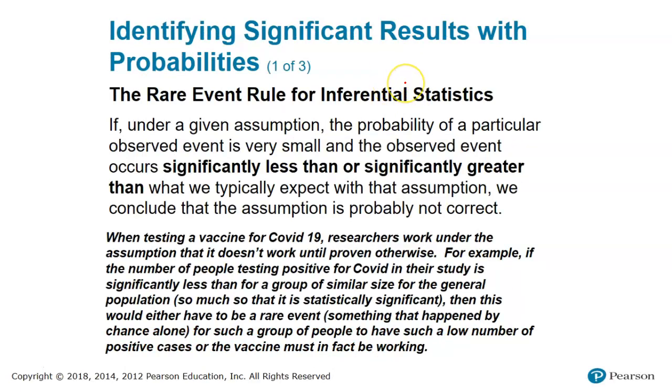Okay, so the rare event rule for statistics is one of those rules that's a little bit wordy and a little bit hard to understand at first, but it is very, very fundamental to understanding the rest of this course. So the rare event rule says if under a given assumption, the probability of a particular observed event is very small and the observed event occurs significantly less than or significantly greater than what we typically expect with that assumption, we conclude that the assumption is probably not correct.